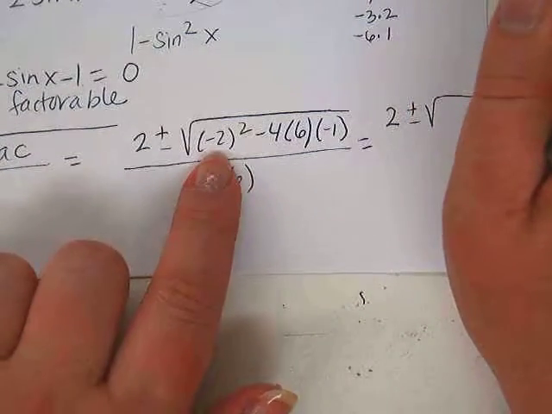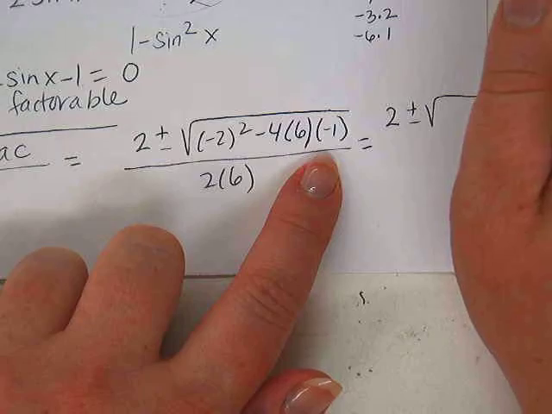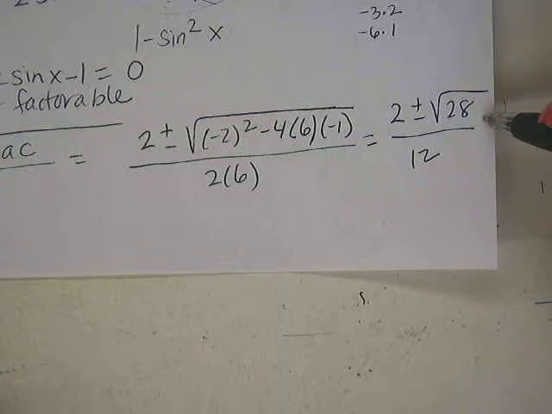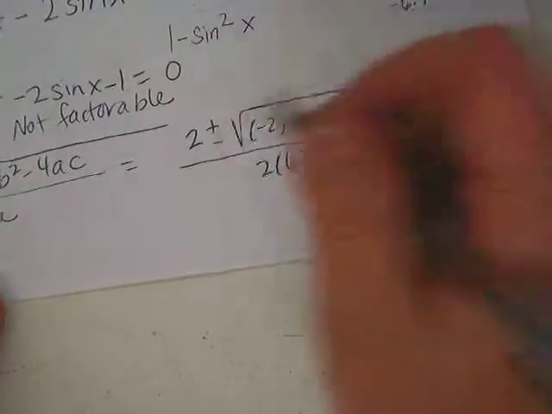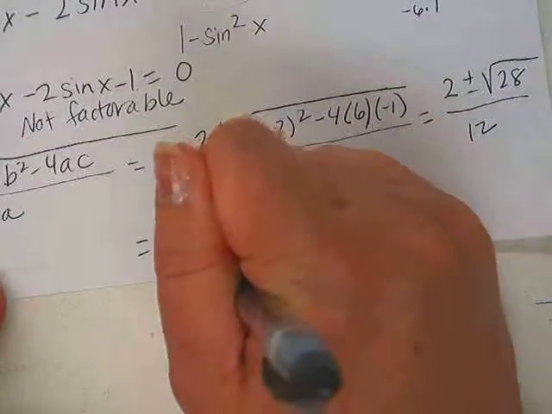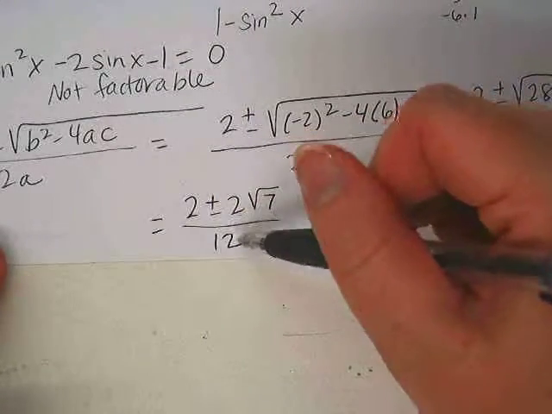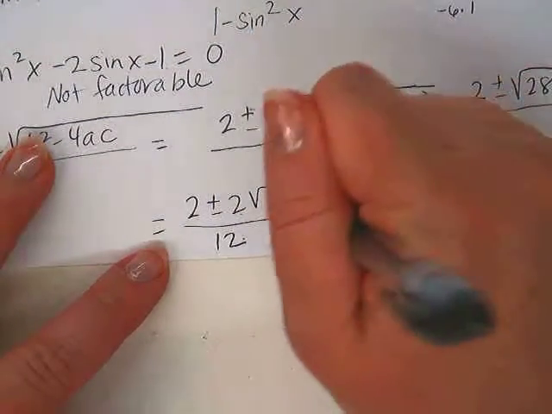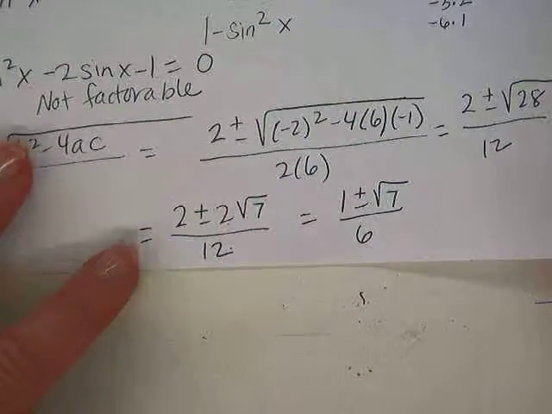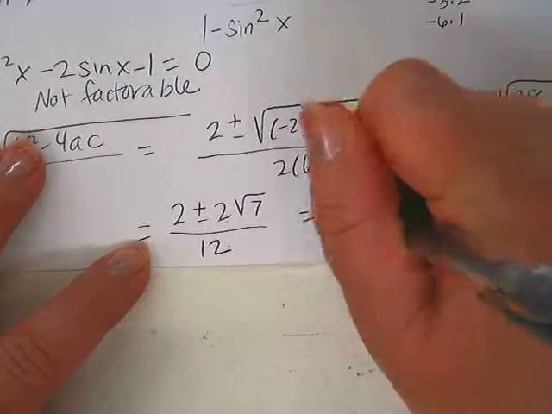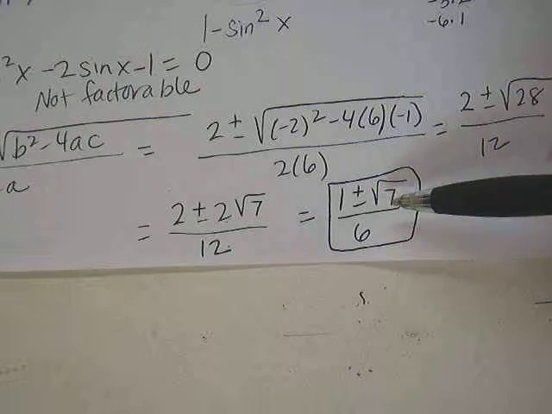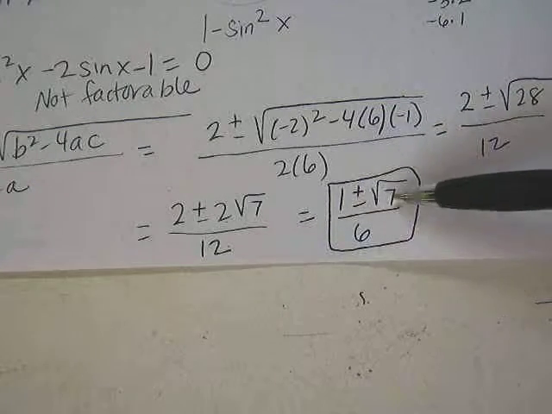Okay, so that gives us 2 plus or minus the square root of 4 plus 24, which is 28, over 12. The square root of 28 is 2 square root 7. So that gives us 2 plus or minus 2 square root 7 over 12. And then 2, 2, and 12 are all divisible by 2, so 1 plus or minus square root of 7 over 6. So that gives us 2 possible answers.